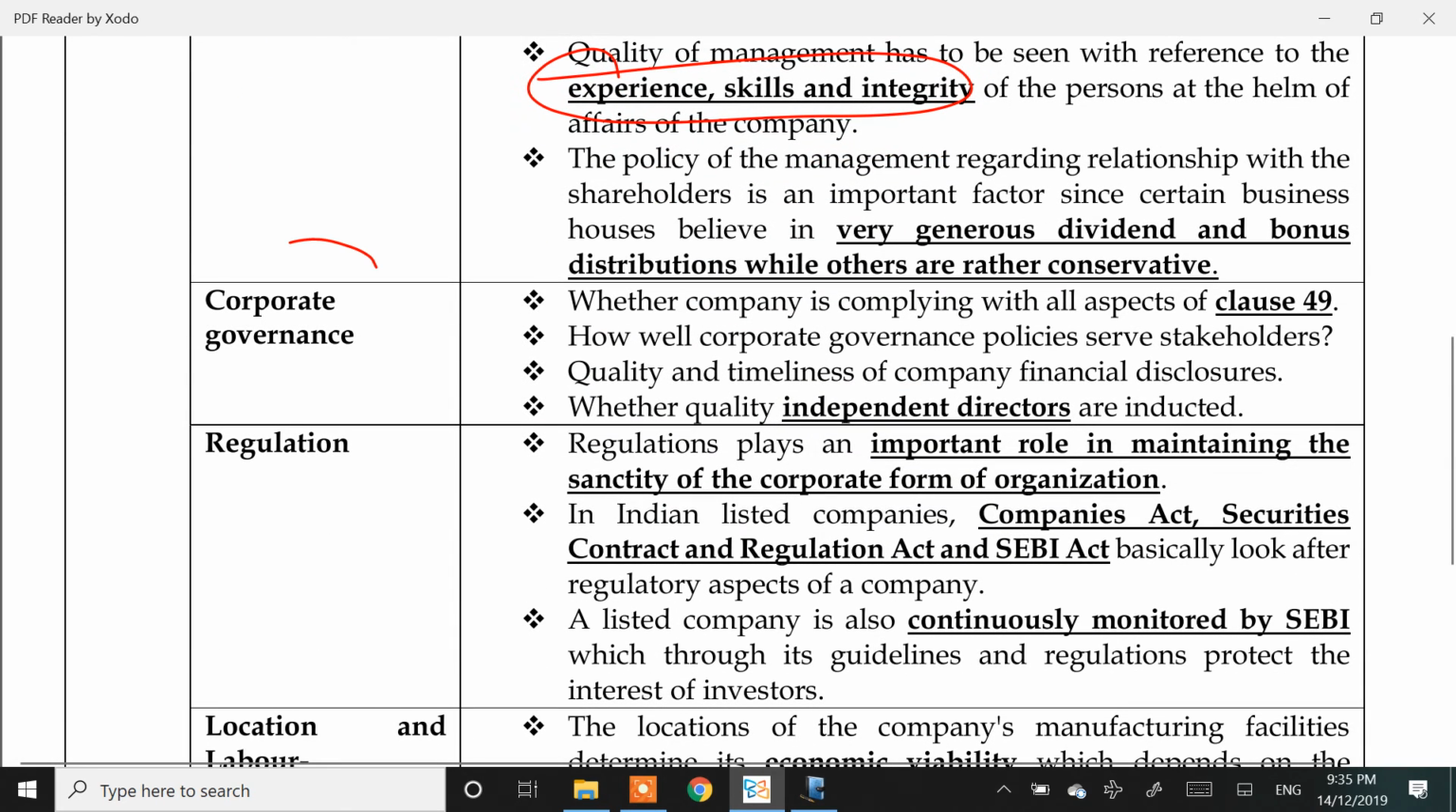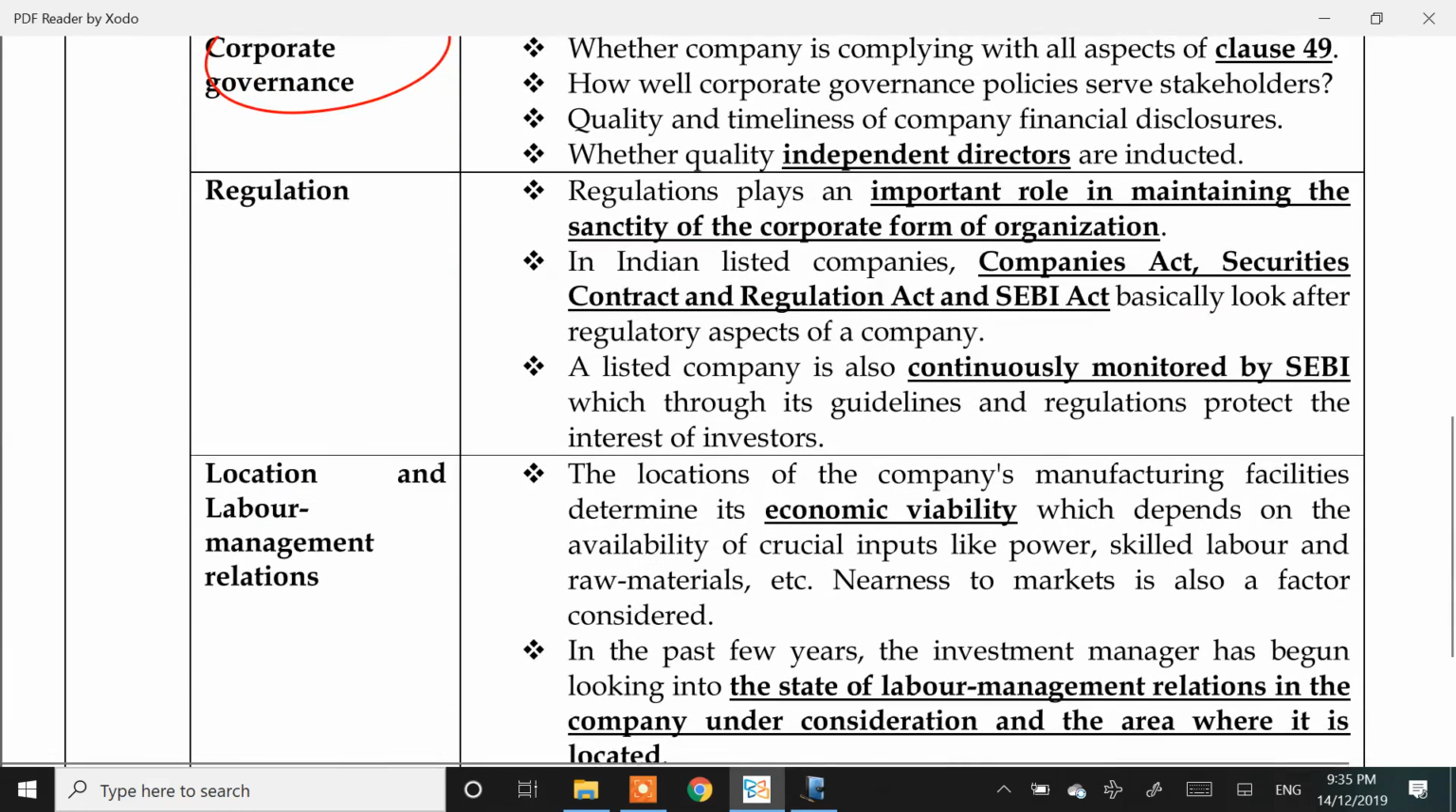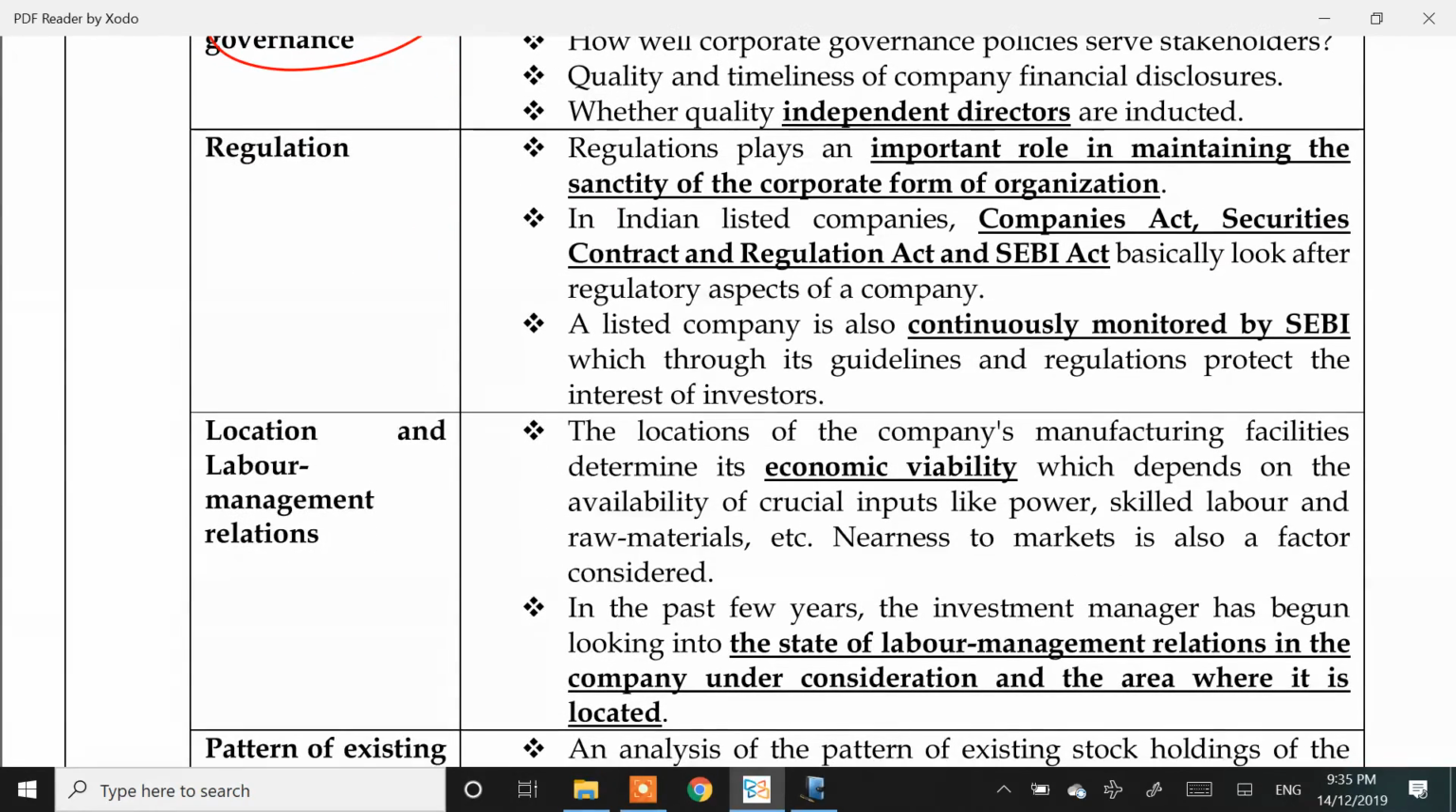Corporate governance and quality of management is kind of interlinked. Other things is you have certain regulations to be met, labor laws to be met, how you are performing, how you are taking care of your employees, are there any issues with the employees? So all of that needs to be seen.